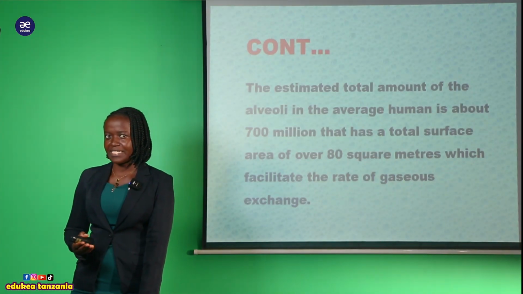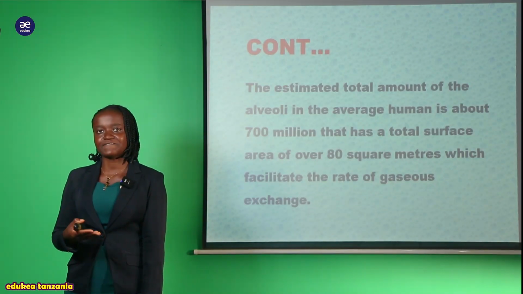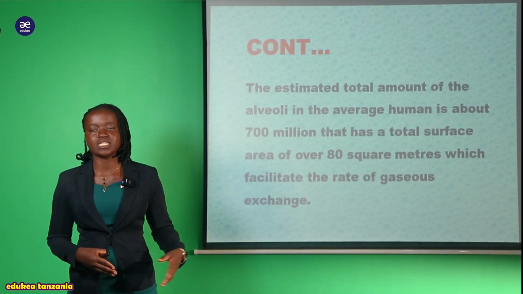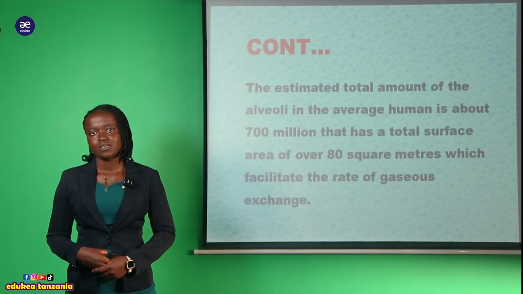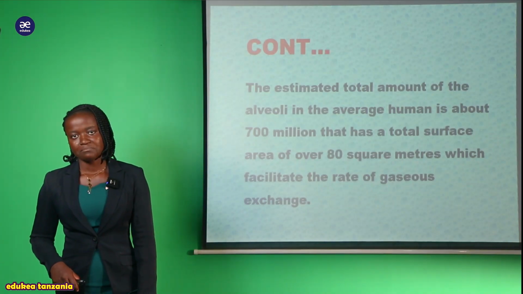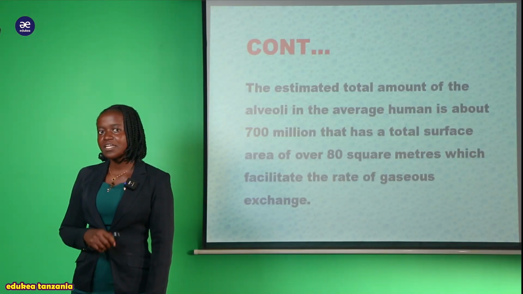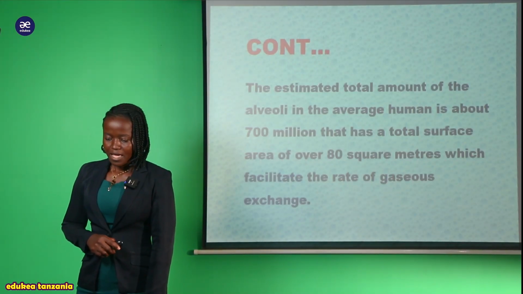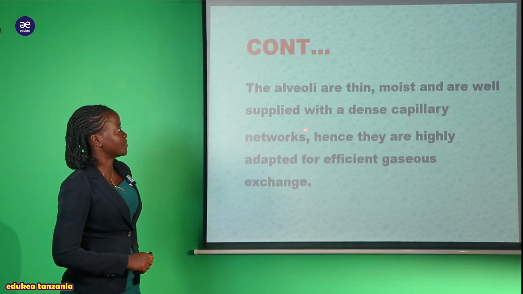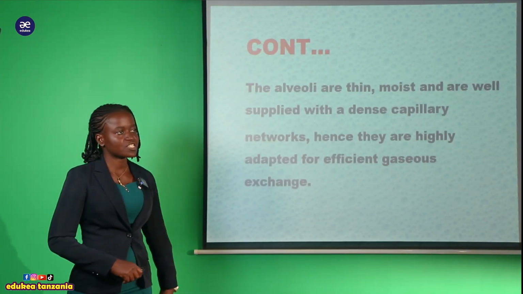So now, students, you can even see this part, which is called the alveoli, it has a large surface area compared to the rest of the parts which are involved in the gaseous exchange in the lungs. So now you can see it has about 80 square meters, but they are found about 700 million within the lungs. And also, these alveoli are thin, moist, and are well supplied with a dense capillary network. Hence, they are highly adapted to efficient gaseous exchange.